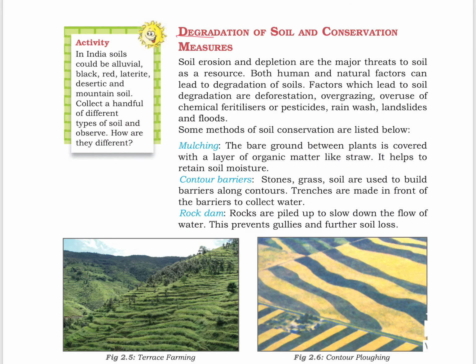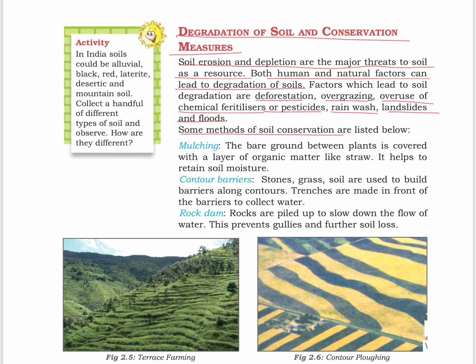Next, coming to degradation of soil and conservation measures. Soil erosion and depletion are the major threats of the soil as a resource. Both human and natural factors can lead to degradation of soils. Factors which lead to soil degradation are deforestation, overgrazing, overuse of chemical fertilizers or pesticides, rainwash, landslides and floods.